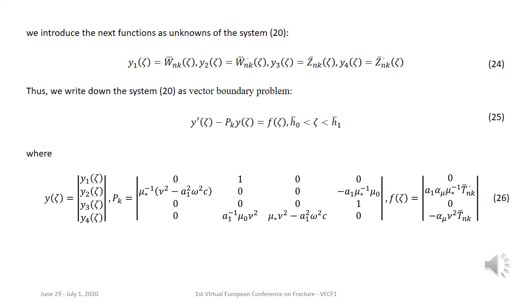We introduce the next functions as unknowns of the system 20, formula 24. Thus, we write down the system 20 as a vector boundary problem, formula 25, where vectors E with F and matrix PK have the form, formula 26.